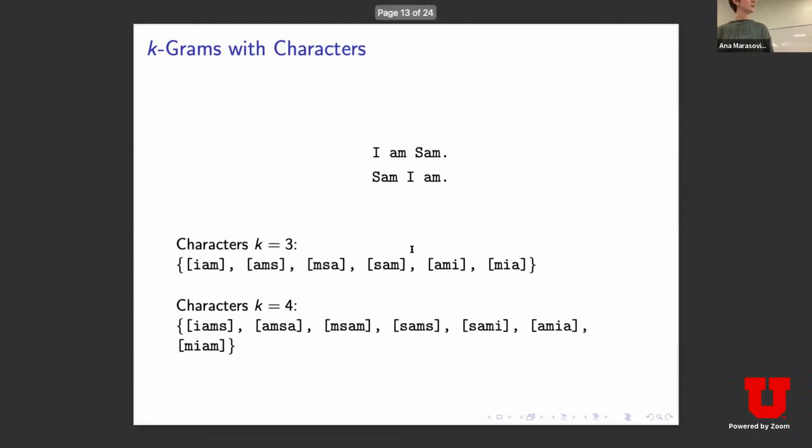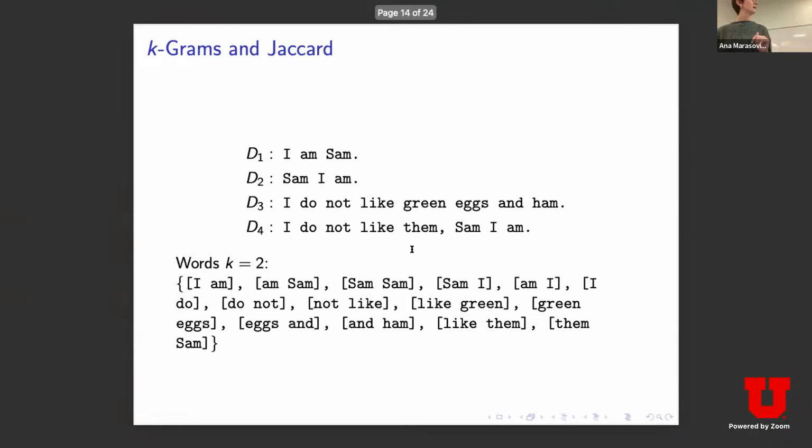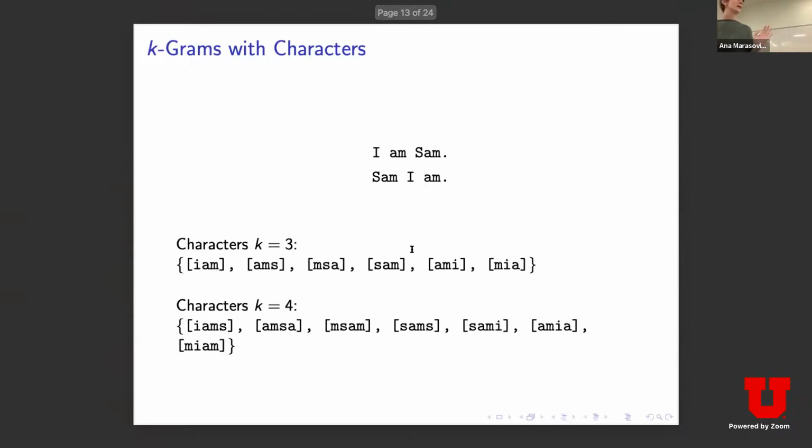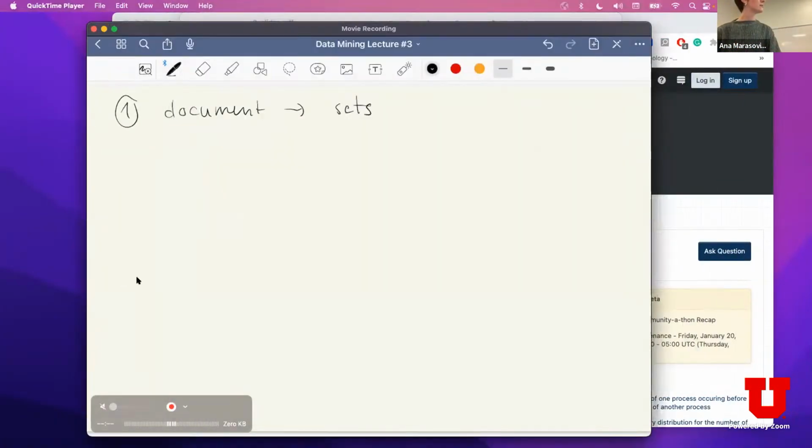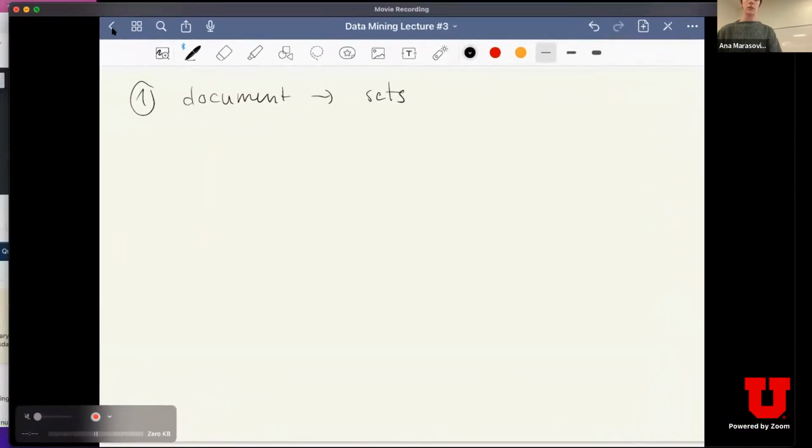Okay. So these are k-grams and so on. And this is the way we are going to represent our text today. This is the set representation that I have mentioned before. And then we are going to do something with this set representation.